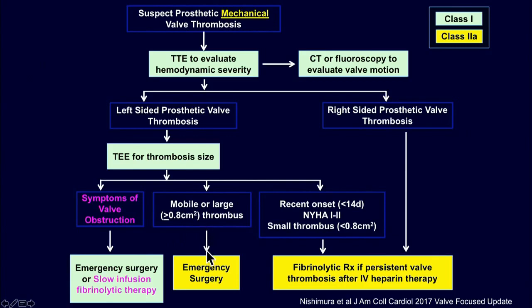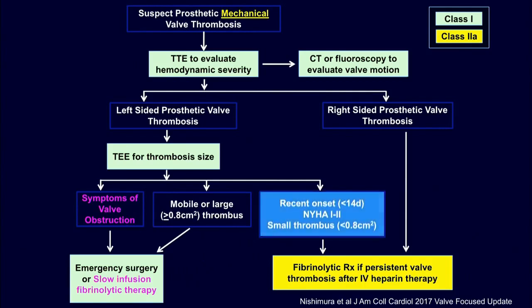In the past, they said emergency surgery. Now they say either emergency surgery or slow infusion fibrinolytic therapy. But appreciate this, that if the thrombus size was small, recent onset and not really class 3 or 4, that you would start with IV heparin and then consider fibrinolytic therapy if that didn't work.